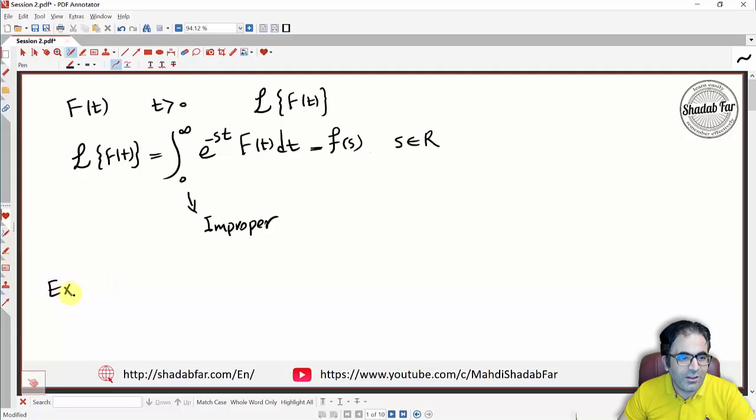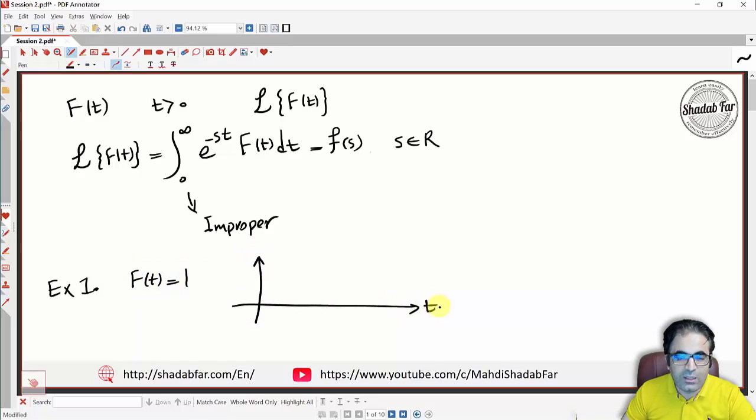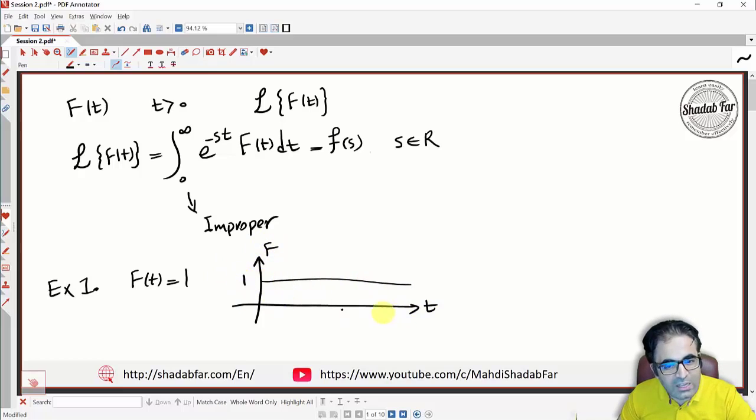So I'm happy to start the first example of this course, example 1. Our example is the Laplace of the function f(t), where f(t) is just equal to 1. That is, if this axis is t and this axis represents f, my function is something like this. For any value of t, this function shows me only 1. And I'm going to calculate the Laplace of this function.